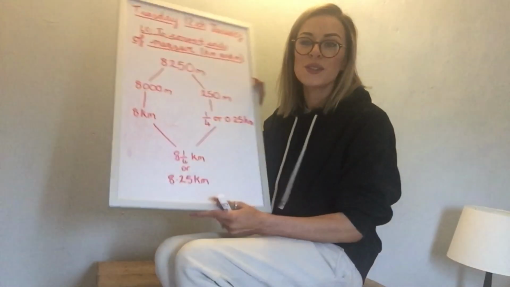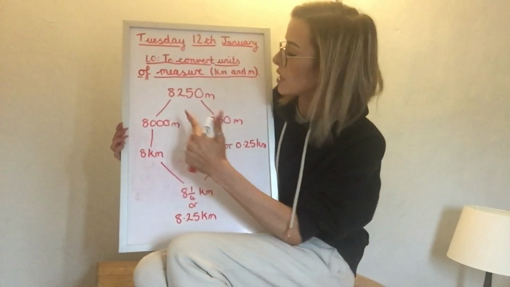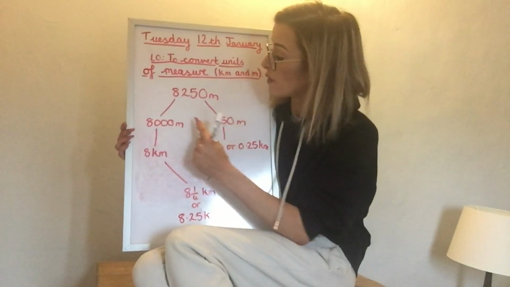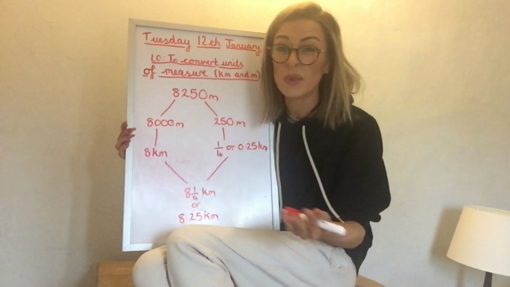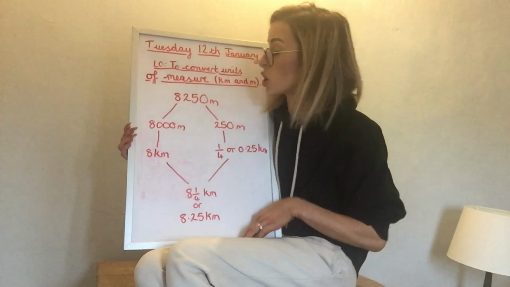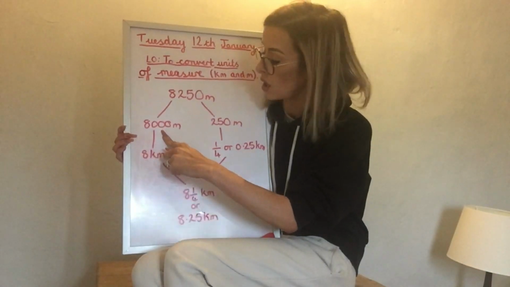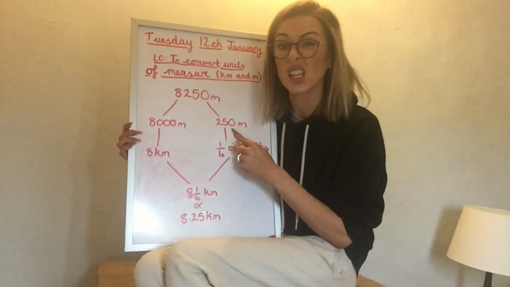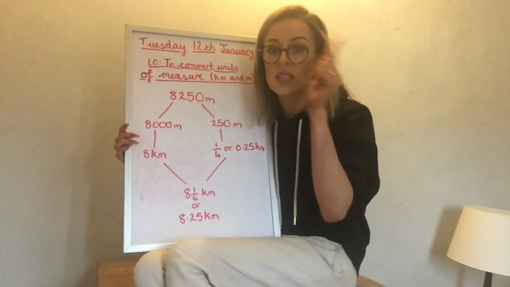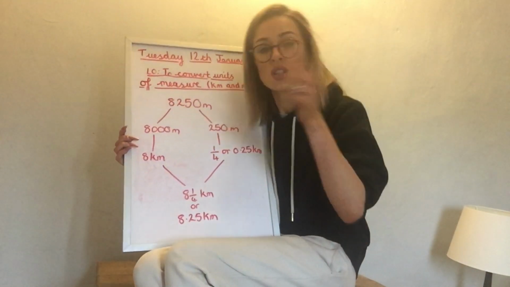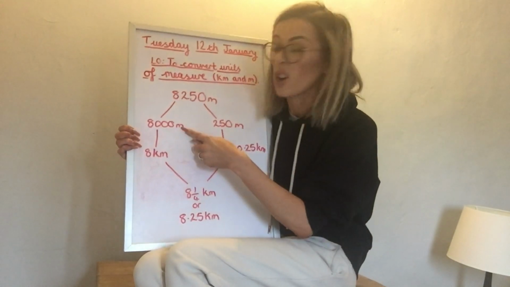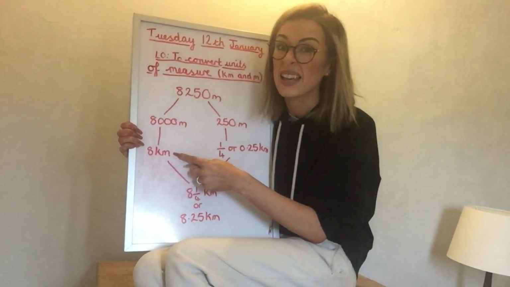Okay, so as you can see, I've started with my 8,250 at the top. Now I've split it into 2. You could split it into 3 sections if that's easier, but I've split it into 2 here. So I've got 8,000 and then I've got my 250. And I know from my facts at the beginning, 1,000 metres, 1 kilometre, 2,000 metres, 2 kilometres, 3,000 metres, 3 kilometres. So I know that 8,000 metres is 8 kilometres.